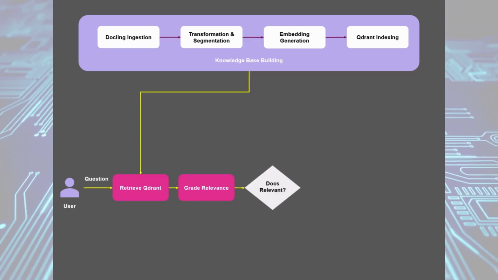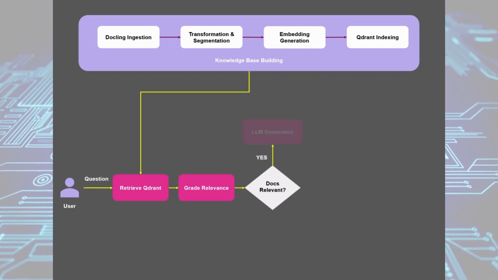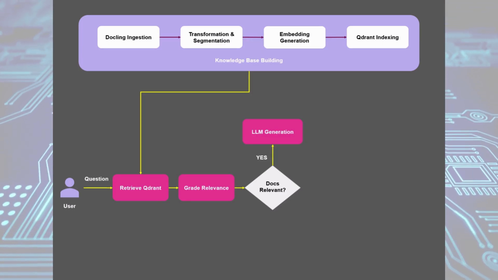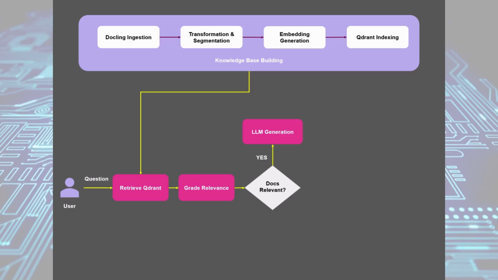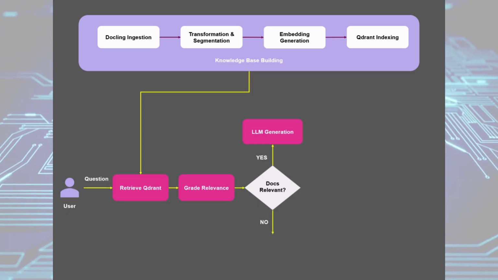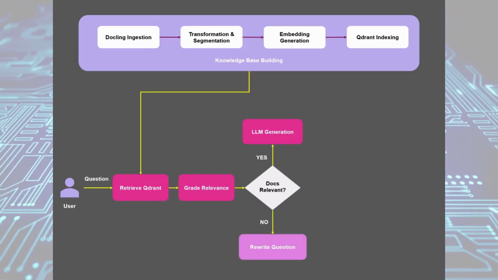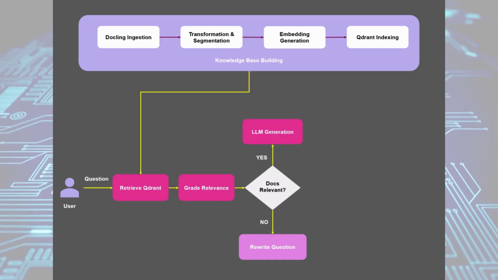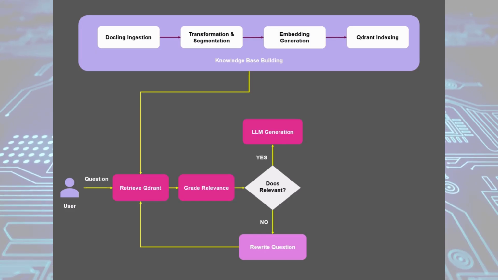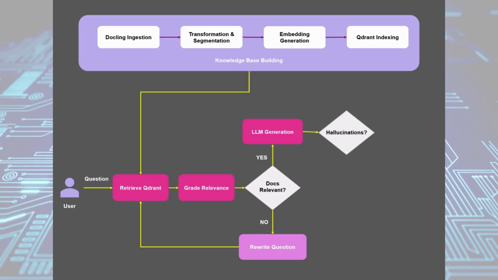At this stage, the system checks whether the retrieved documents are relevant to the question. If they are, the system proceeds to LLM generation, where a large language model uses the retrieved context to draft a response. On the other hand, if the retrieved documents are not relevant, the system skips generation entirely. It directly enters the rewrite question stage, rephrasing the original query to improve clarity and intent, and then restarts the retrieval process.